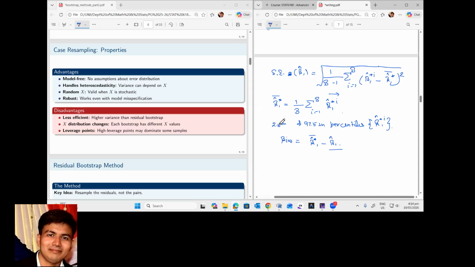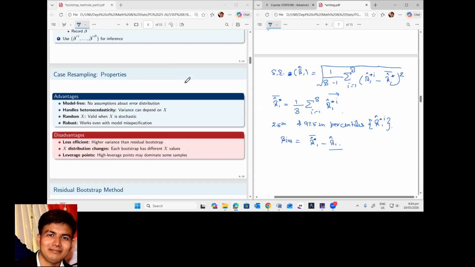All right, so here some advantages are there for this resampling method. That is no assumption for the error distribution, it handles heteroscedasticity, where the variance can depend on x only. Random x means valid when x is stochastic, and robust, it works even when the model is misspecified. So there are two assumptions for this model.